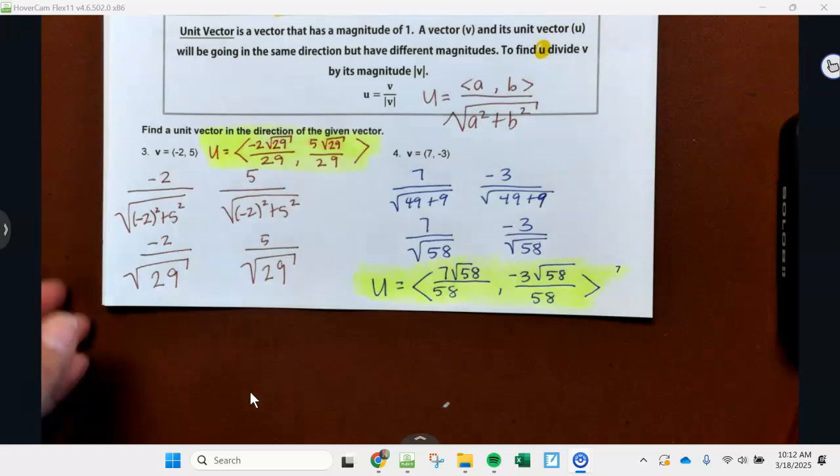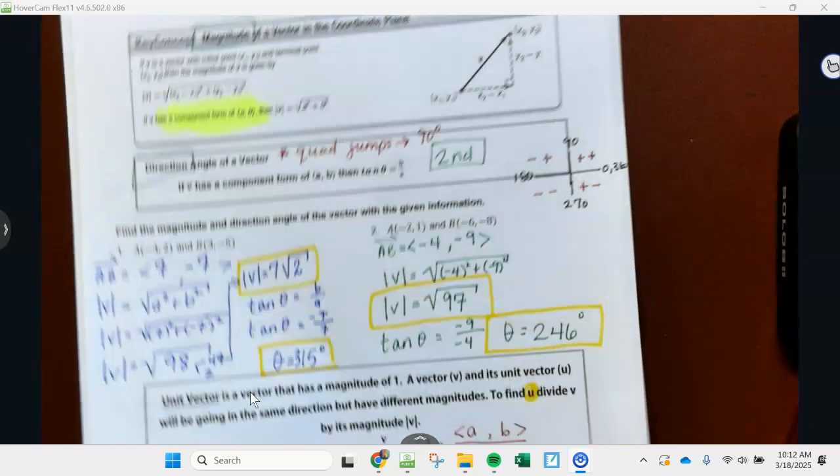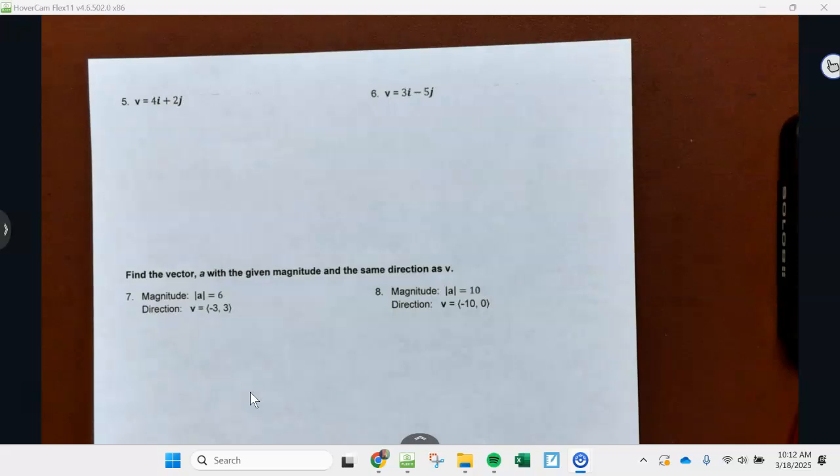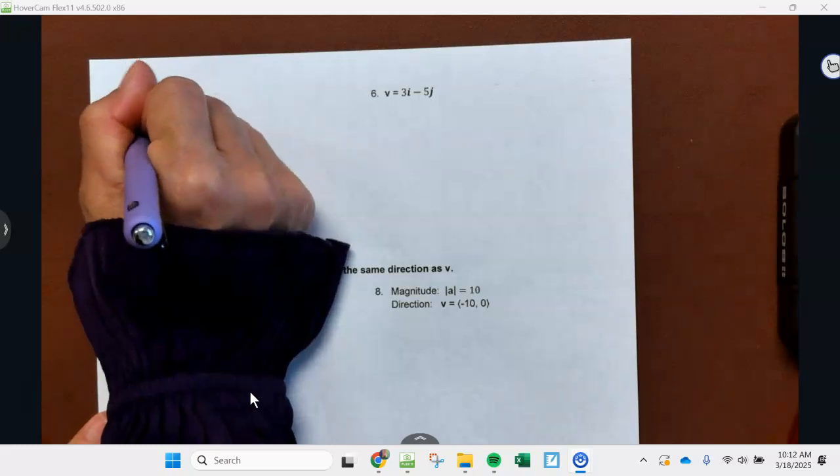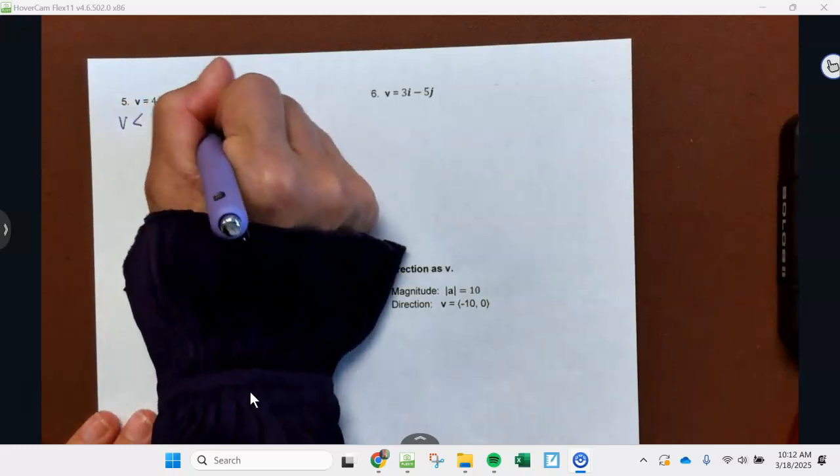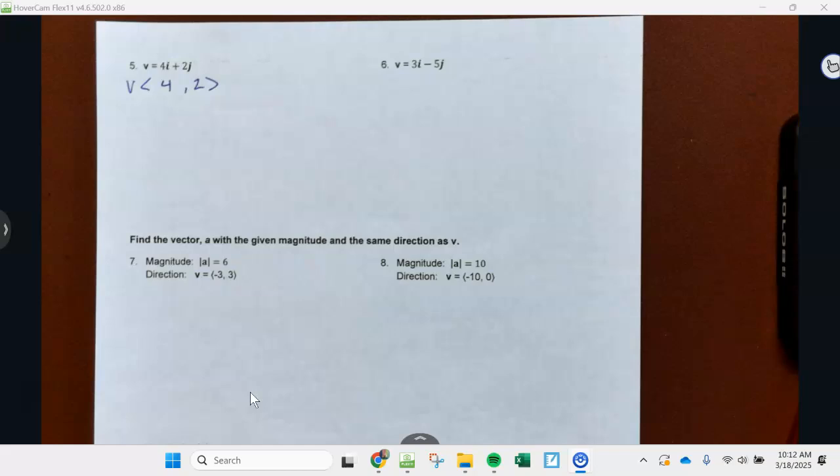All right, what's next? The same thing. It's just written in linear combo form. Same exact thing, just written in a different form. So let's knock this out fairly quickly. Let's go ahead and write it in component form. 4, 2, that's the vector. Break it up.